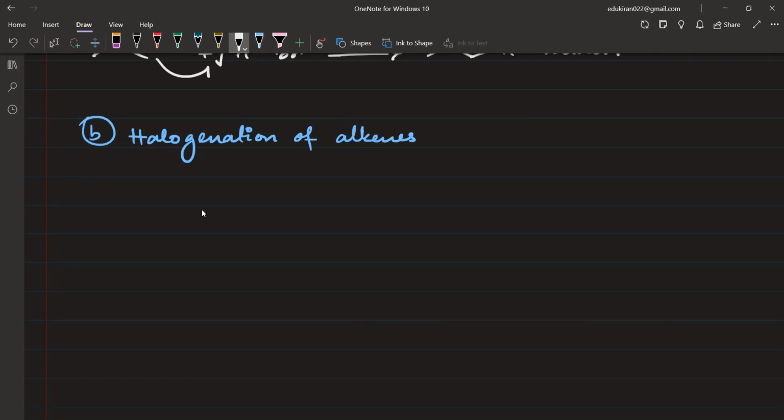Okay. Halogenation of alkene. Now in halogenation of alkene, we are going to add just a halogen atom, such as Br2, and then we have Cl2, I2, F2. If we add these types of halogens onto an alkene, it will show an addition reaction. That means the double bond will be broken, and both the carbons of the double bond will get a halogen atom like this. Okay, so please write.